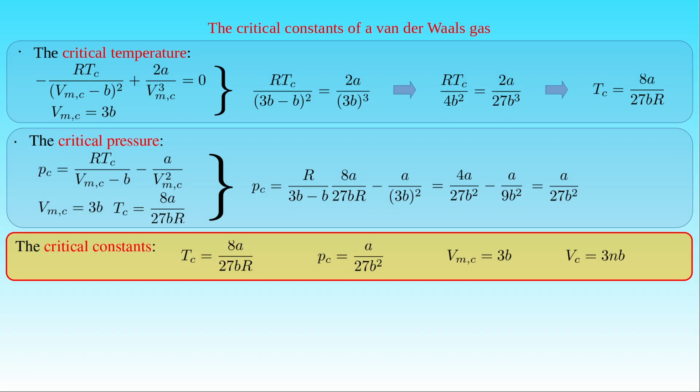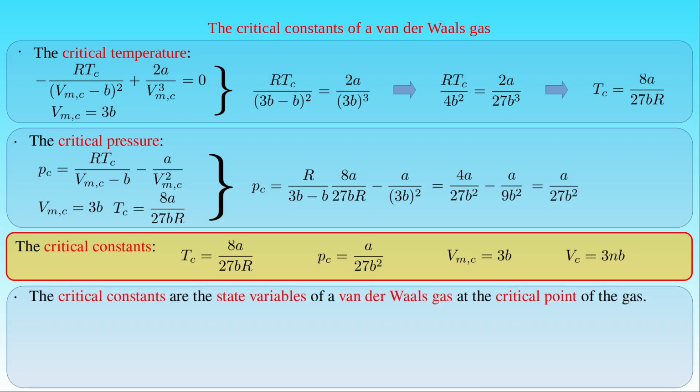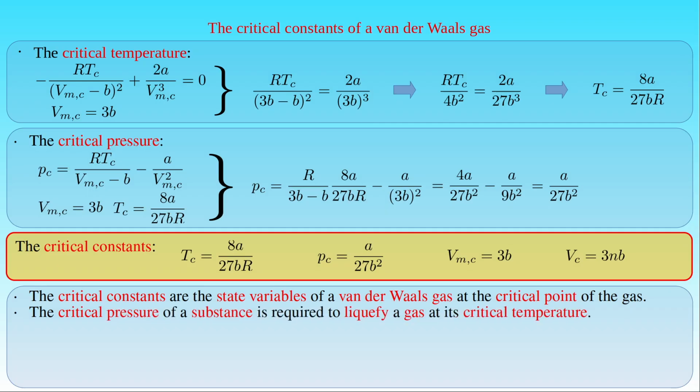We note again that the critical constants of a van der Waals gas are its state variables in its critical point, which is a unique physical state represented by the point of inflection on the critical isotherm of the gas. We already mentioned in the discussion on the van der Waals constants that the critical pressure of a substance is required to liquefy a gas at its critical temperature.